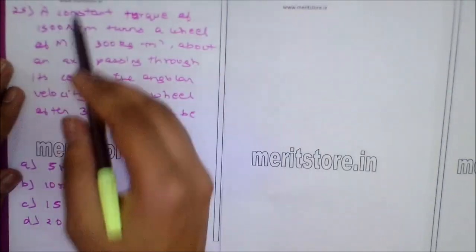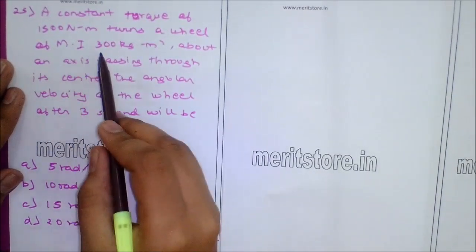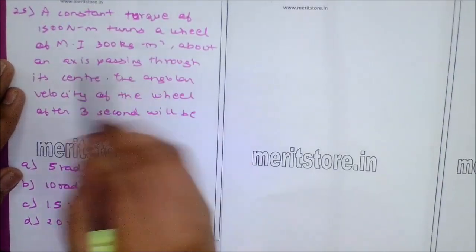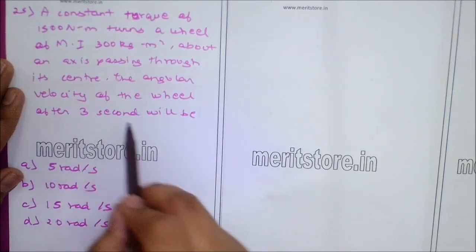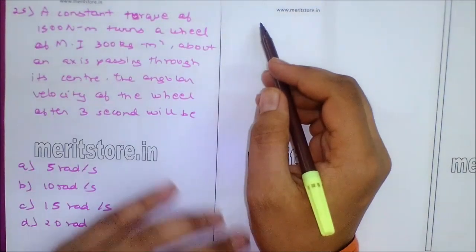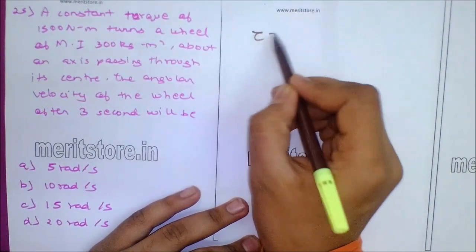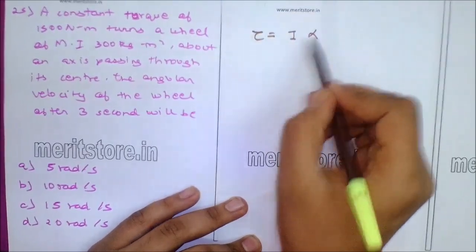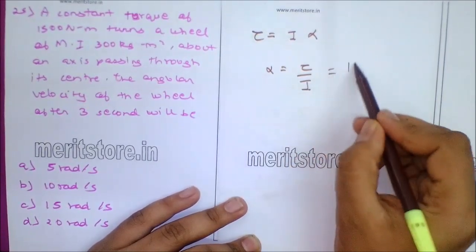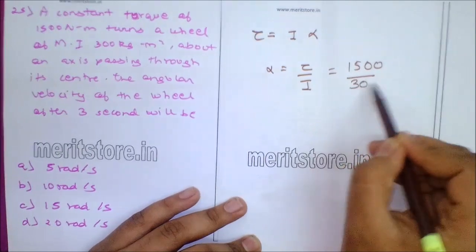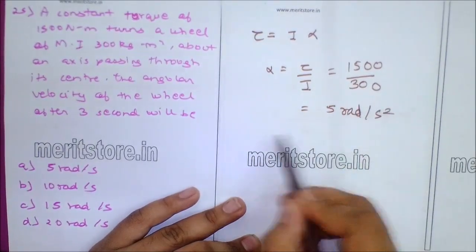Question 25. A constant torque of 1500 Newton meter turns a wheel of moment of inertia 300 kg meter square about an axis passing through its center. The angular velocity of the wheel after 3 seconds will be? Now to calculate the angular velocity, torque tau is equal to I alpha. Alpha is equal to torque tau upon I, which is equal to 1500 upon 300, which on solving we get 5 radians per second square.